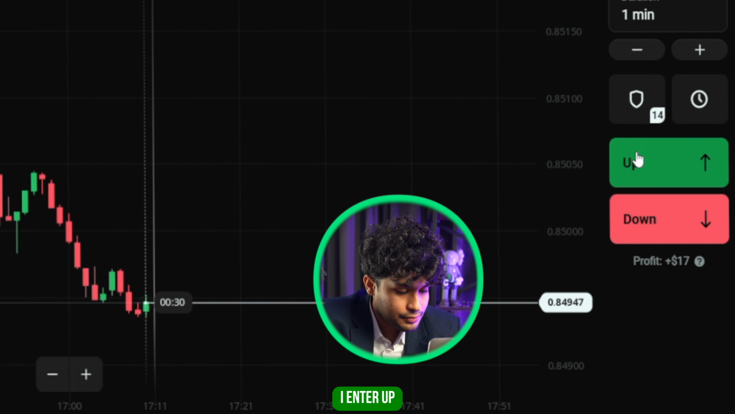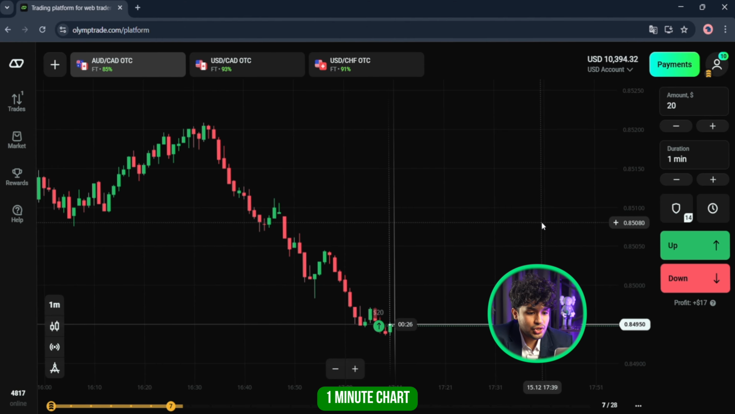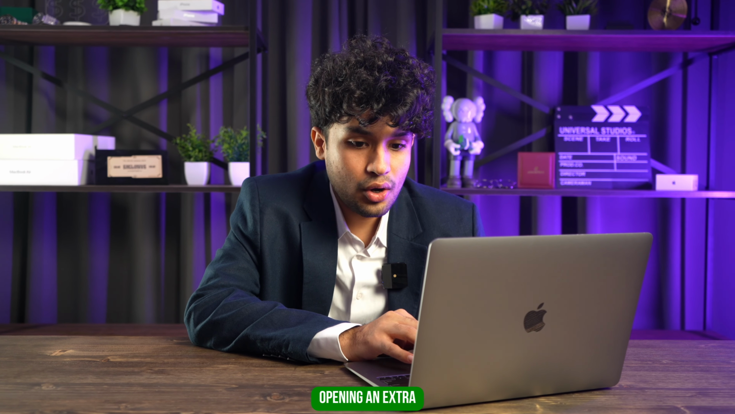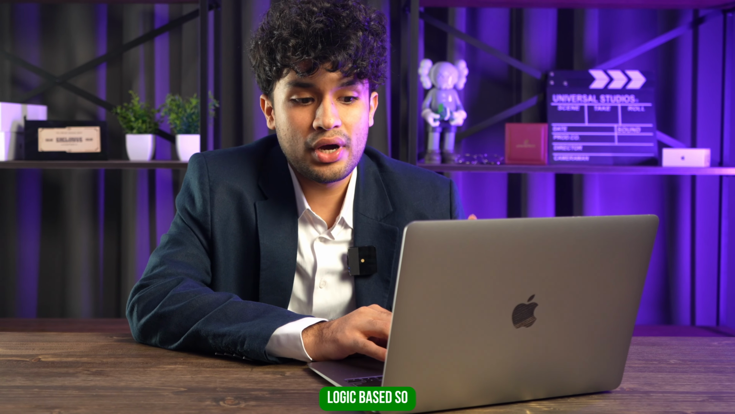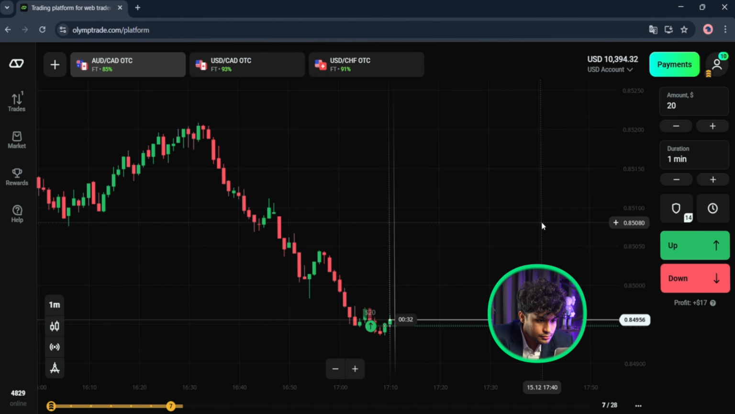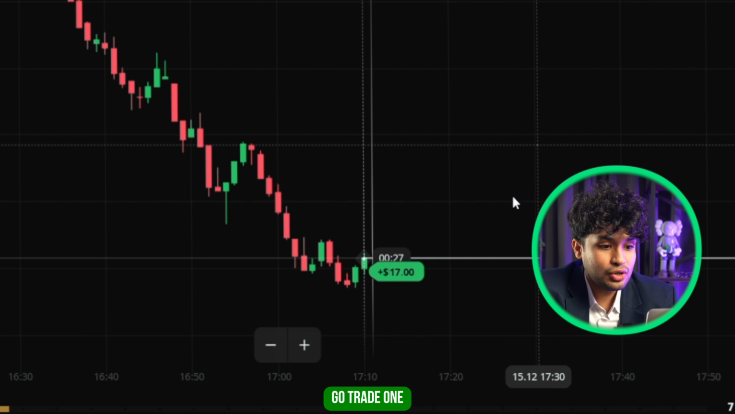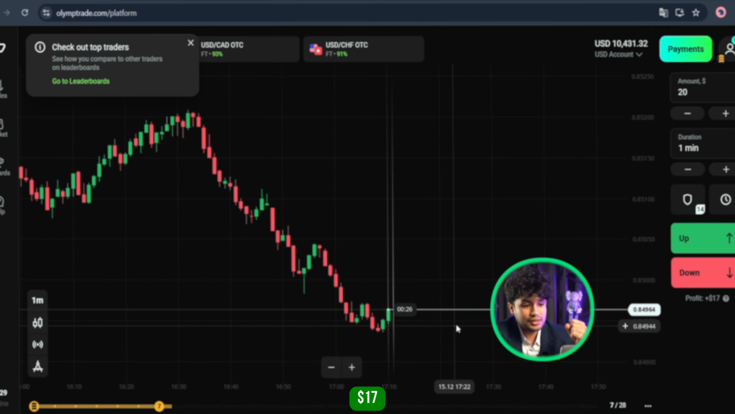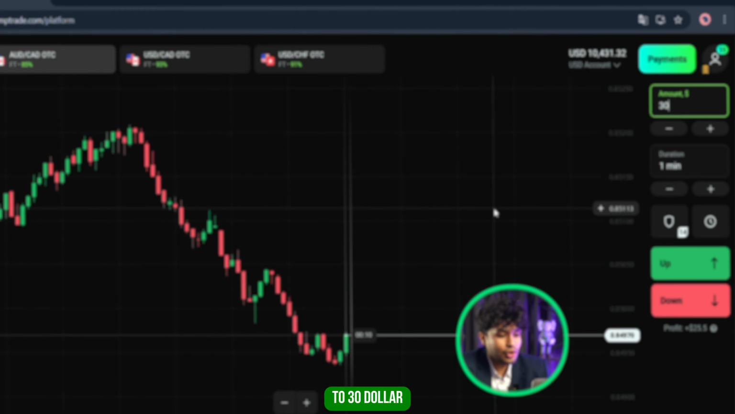I enter up. Now I just let it play out on the 1-minute chart. The most dangerous thing is getting twitchy, closing early, second guessing, opening an extra trade out of fear. I don't do that. The entry was logic based, so I let it finish, waiting for the expiry. And there we go. Trade 1 closes in profit. Result plus $17. Next step, I increase the amount to $30.